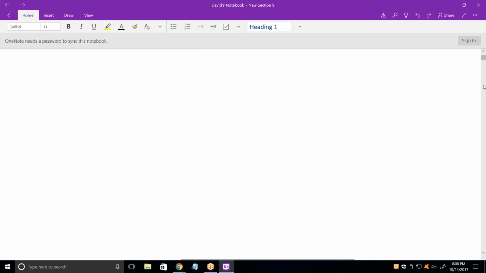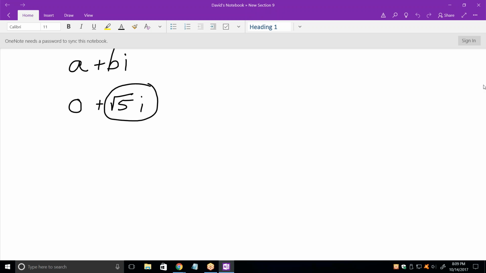But it says type your answer in the form of a plus bi. Is that just what we have there? Well, that is standard format. What we got was square root of 5 i, right? Well, that is 0 plus square root of 5 i. Now you don't have to write the 0 in, you don't have to write the plus sign in. So you can write that much and it'll be correct.